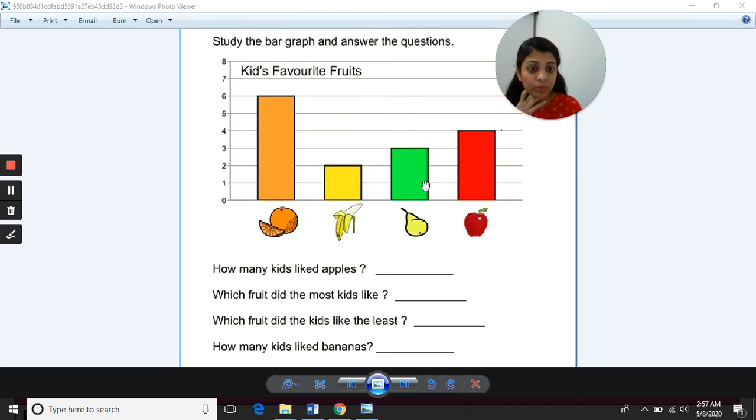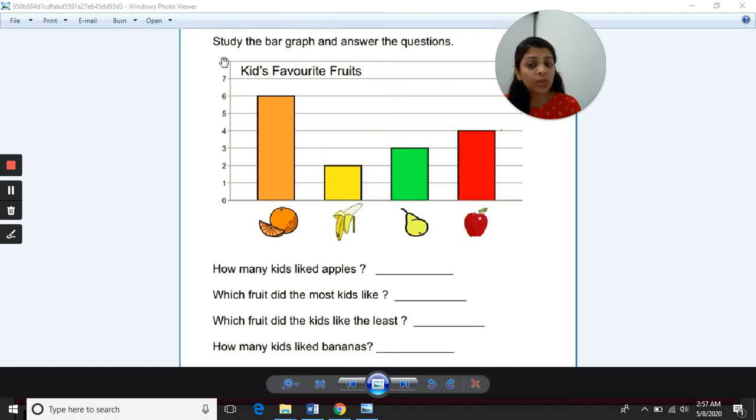It is showing me fruits, it is showing me a scale, and there's the title. What is the title, kids, for this paragraph? Yes, if you said the title is Kids' Favorite Fruits, that's absolutely correct. Look at the horizontal line. It is showing me fruits. How many fruits are there? That's absolutely correct. There are only four fruits: orange, banana, pear, and apple.